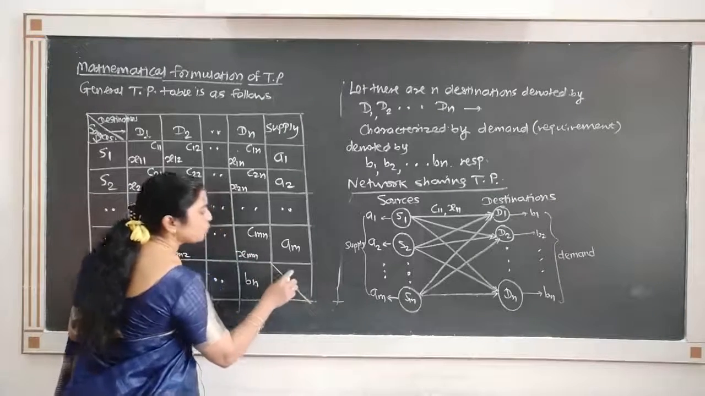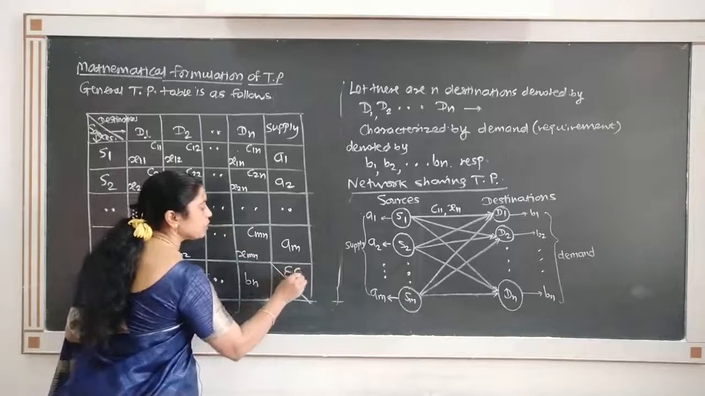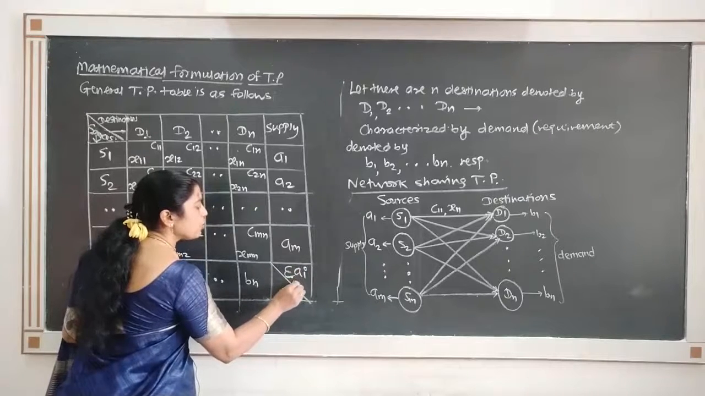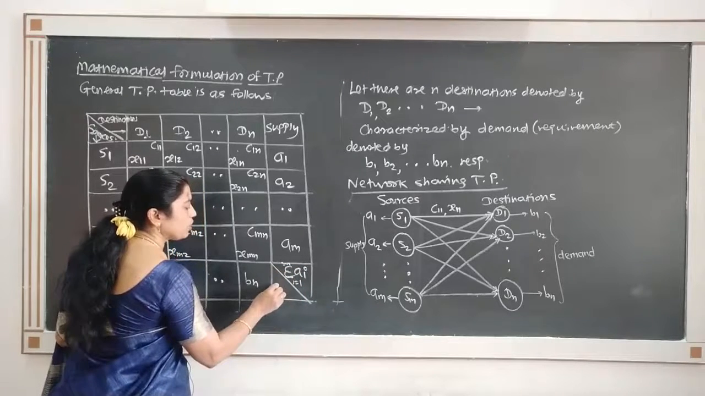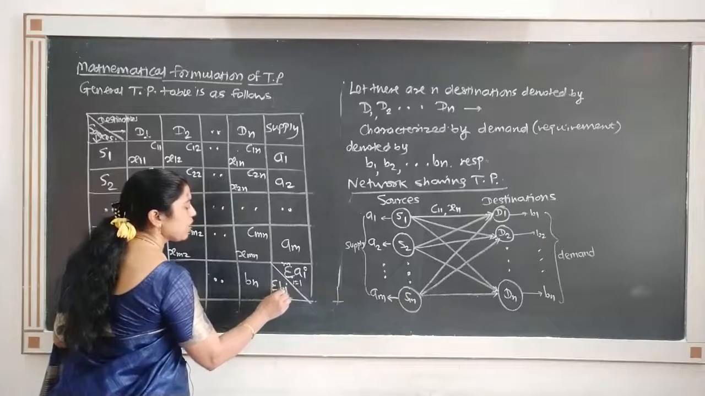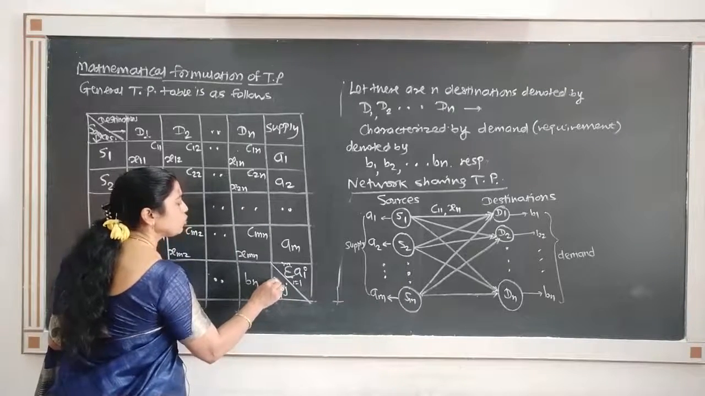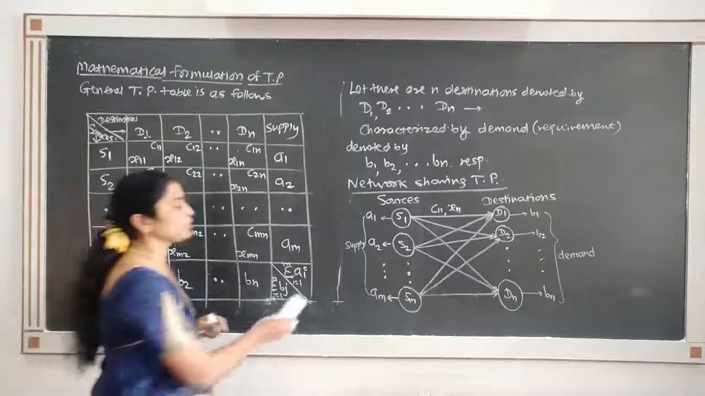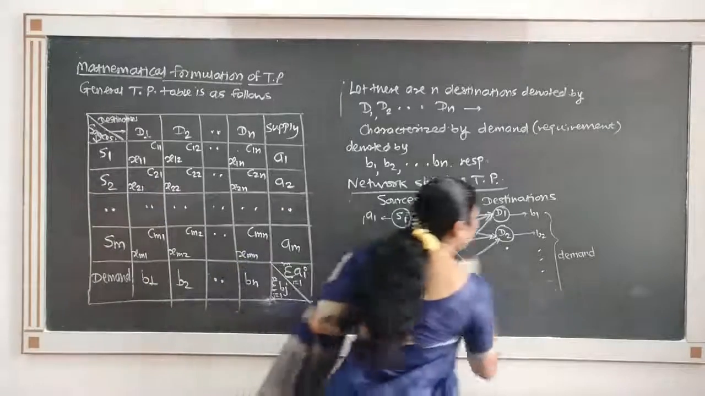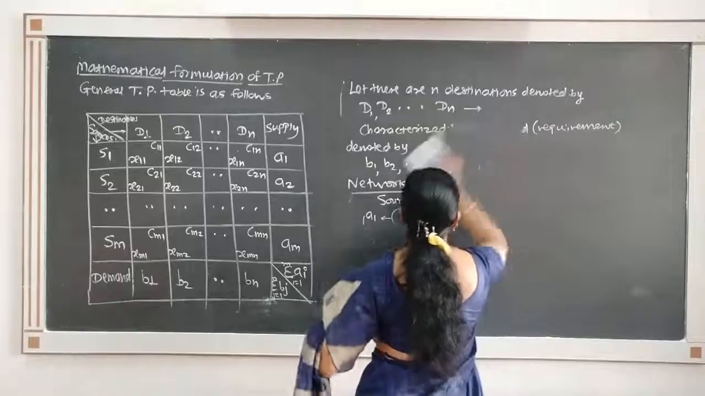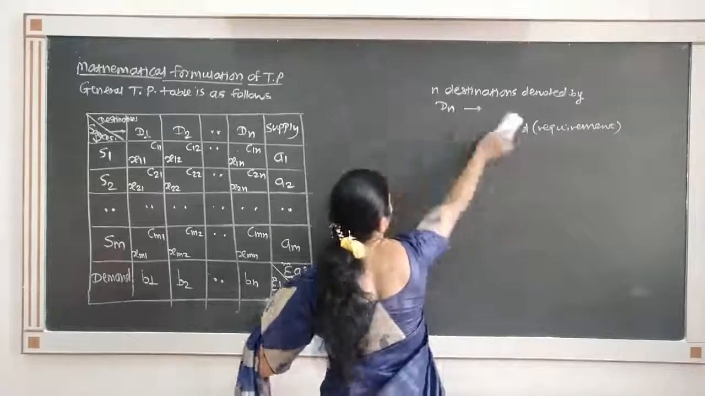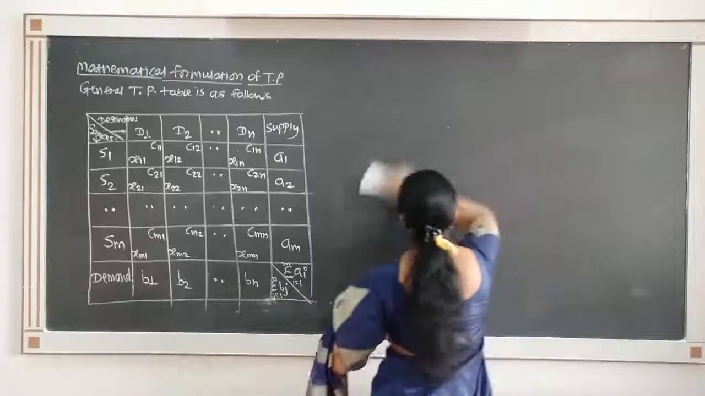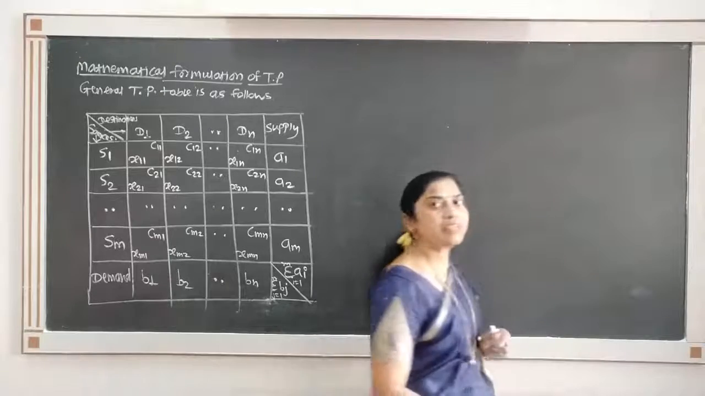Here we are going to do the sum. Here it is summation Ai, i is equal to 1 to m, and on this side we have summation Bj, j runs from 1 to n. So this is our total transportation table. So now we write this down as an LPP, the mathematical formulation of transportation as an LPP.